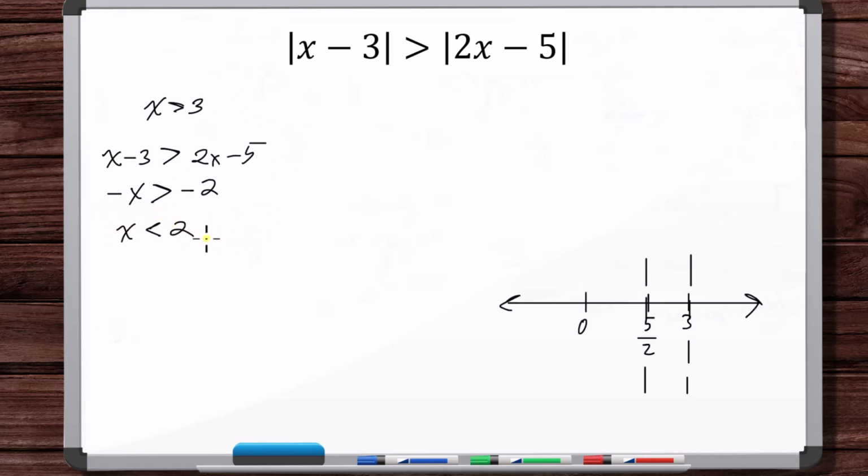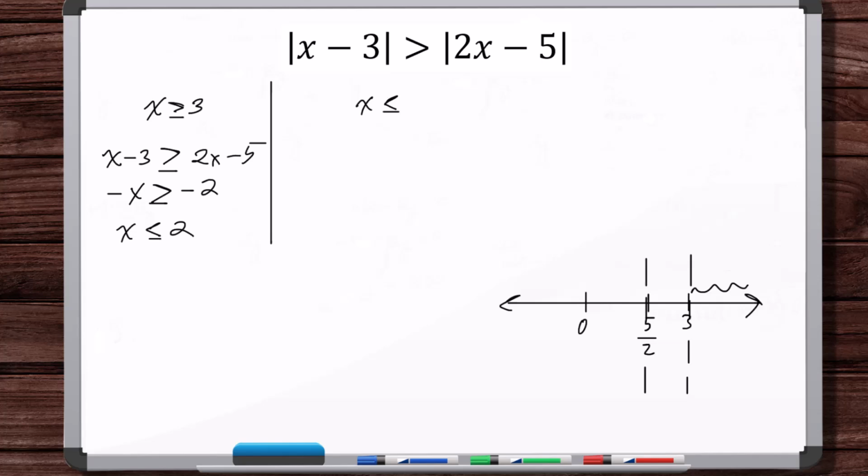Now, this is only applicable for these values, so we need to see where do these two intervals overlap. X is greater than 3 or x is less than 2. They don't overlap. Okay, so we're done here. Now, what about x is less than or, well, we just did greater than or equal to 3. That's what I meant to say.